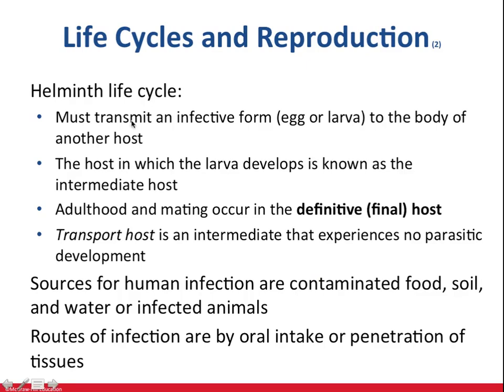Most helminths infect animals or humans using their eggs or larva. The host they infect is known as the intermediate host, because the major life cycle of the helminths is in either soil or water. Adulthood and mating occur in the definitive host.